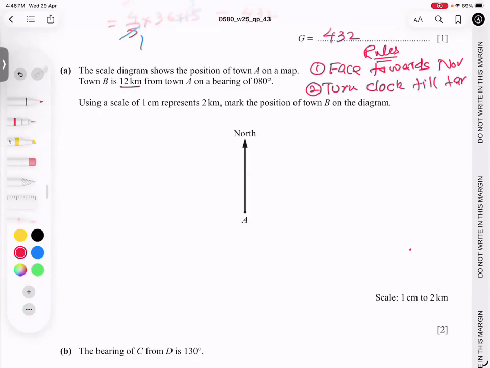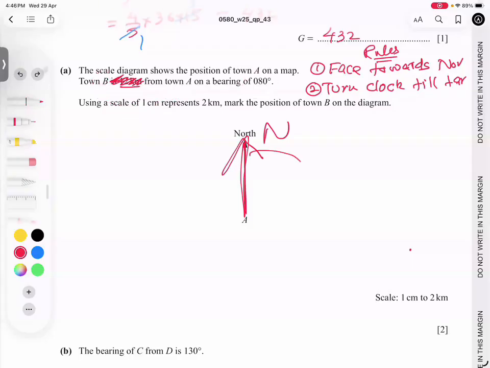So this means, he's mentioned A here. B from A. If I don't read this 12 kilometers, how do we read B from A? B from A. So from A means apply these rules at A. I'm making this arrow north and turning clockwise to the target. The target is B, which is at 80 degrees.